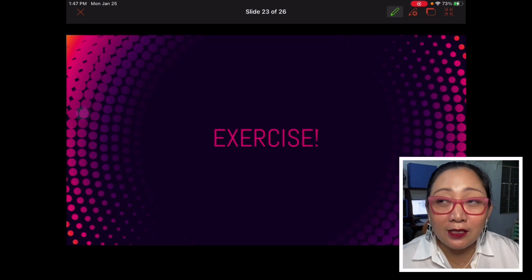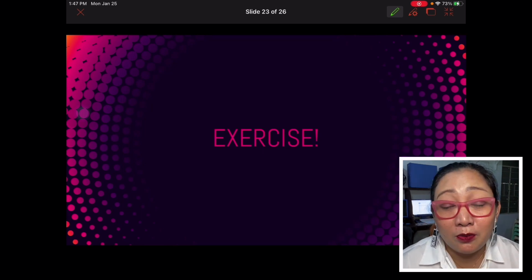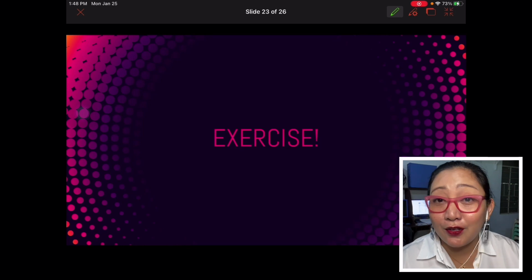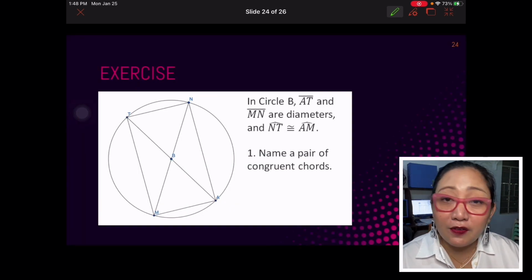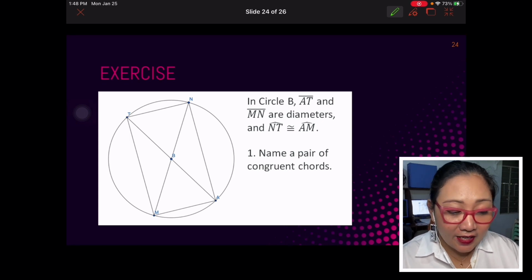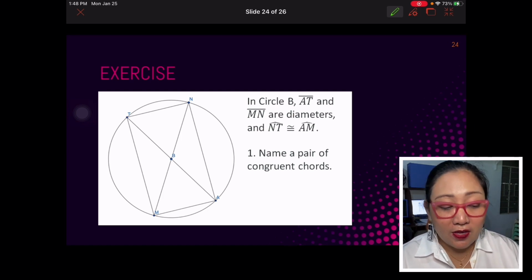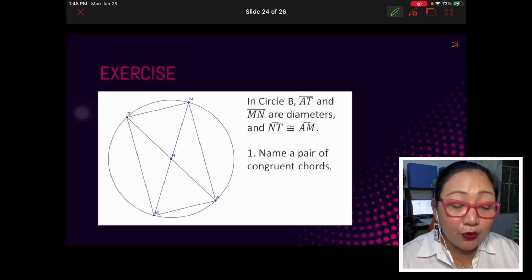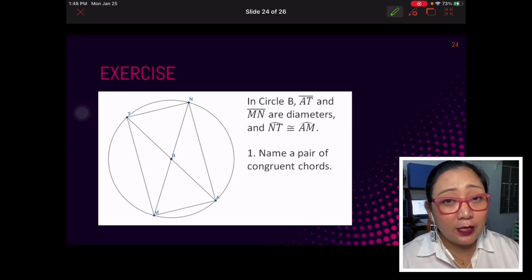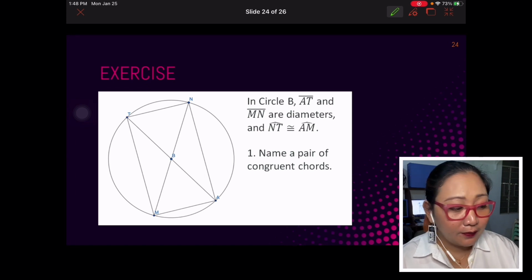Now, to strengthen kung paano natin nagagamit itong mga theorems na ito, I have here a very short exercise. Okay? Now, given circle B, you are given ang chord AT and chord MN are both diameters. And you are also given that arc NT is congruent to arc AM. Now, you have to name a pair of congruent chords. So, alin kaya dito yung chords na congruent?